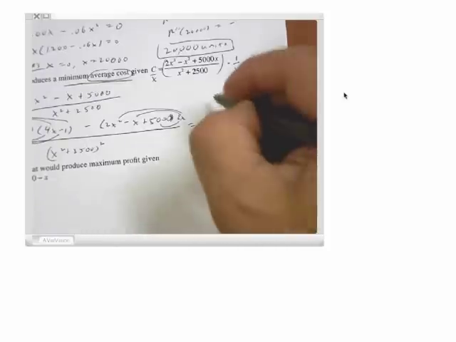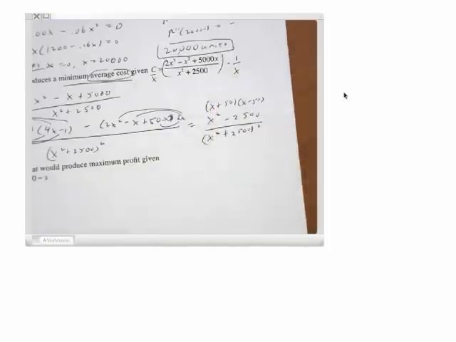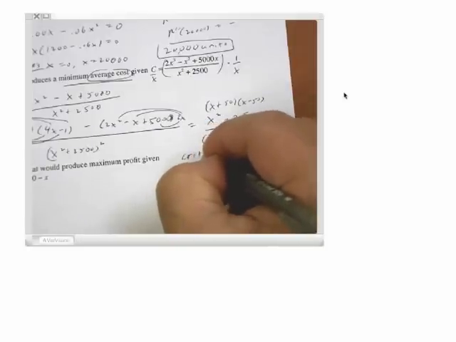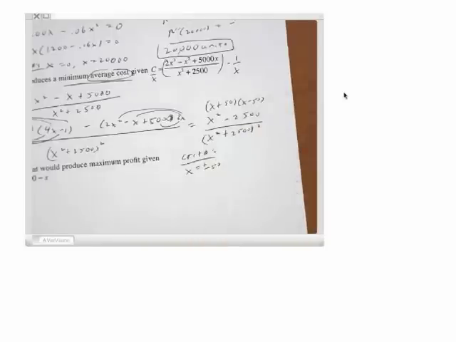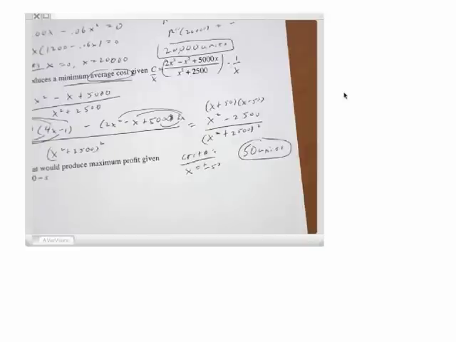Okay, so the top factors into x plus 50 and x minus 50. So my critical numbers are x equals plus or minus 50. Nothing makes the bottom 0, so I don't have any critical numbers from the denominator. Obviously, we're not going to sell or produce negative 50 units. So my 50 units would minimize my average cost in this situation.